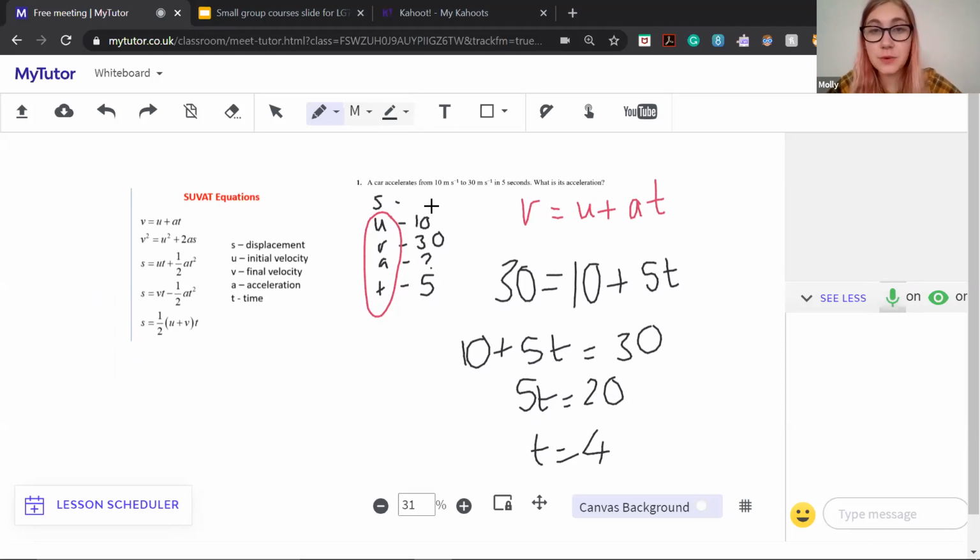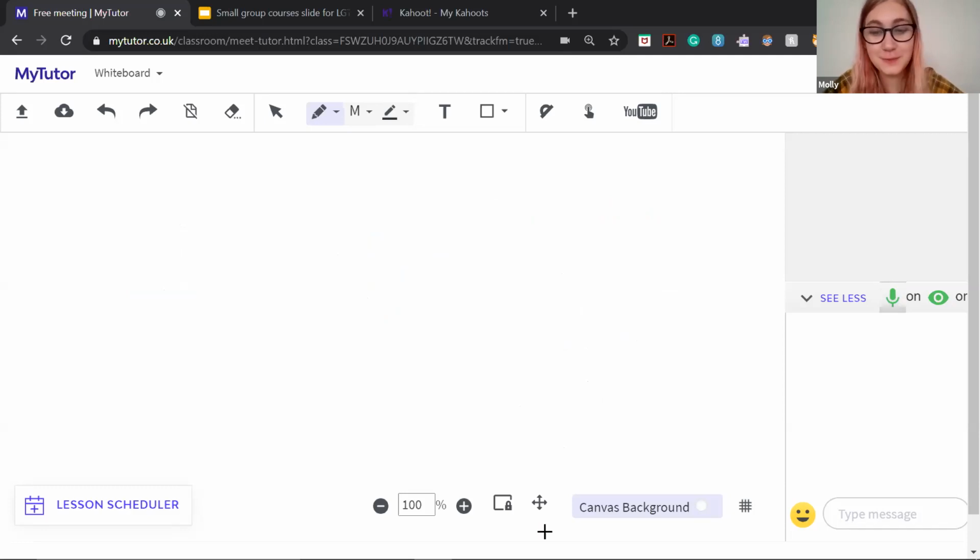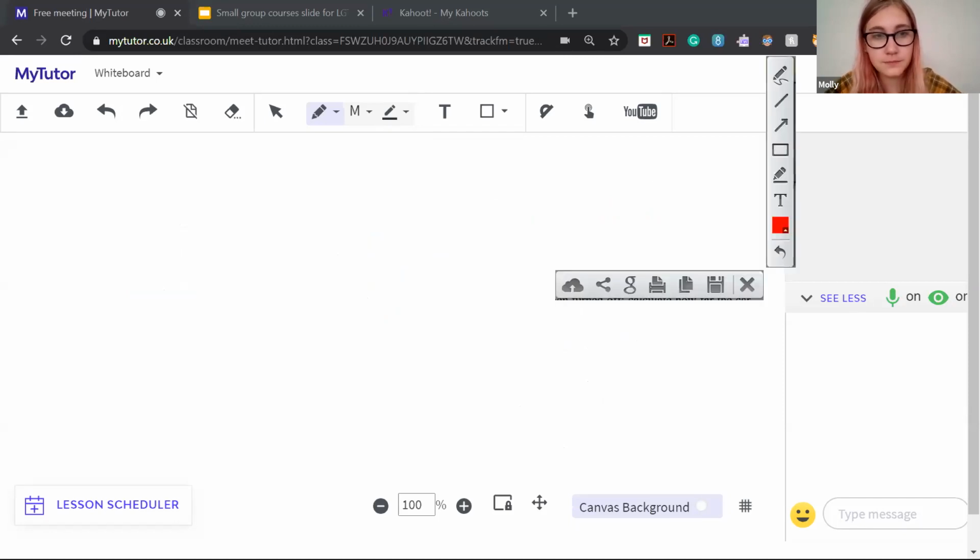Now, these questions that we saw in the Kahoot were just like this. So the only extra step from substituting is that you just have to choose the equation and work out what the values are. So they're not that scary at all. So what about this one?